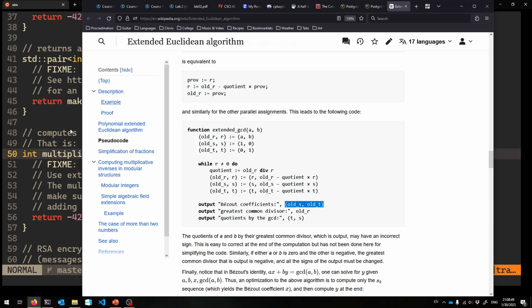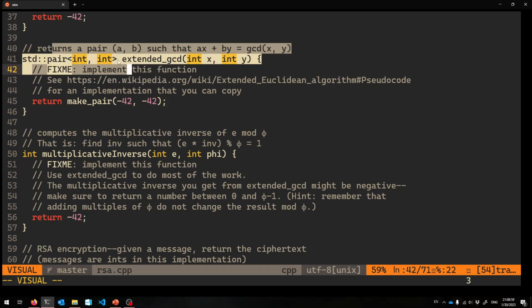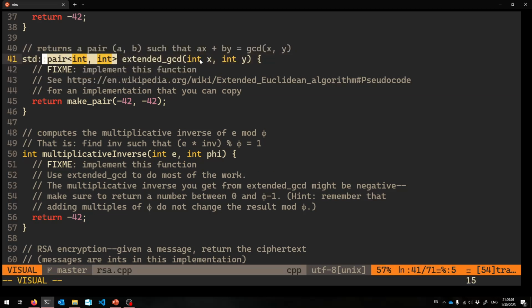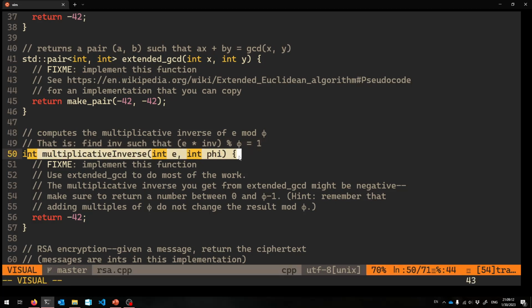If you think about it long enough, it's essentially doing the stuff that we did on the slides, just a bit more efficiently inside of a computer. Okay, so that's extended GCD. It needs to return the pair, and you have to order them properly. The first thing is the first part of the pair. That's the coefficient on the x, and then the second thing is the coefficient on the y. And then you can use the extended GCD to implement your multiplicative inverse.